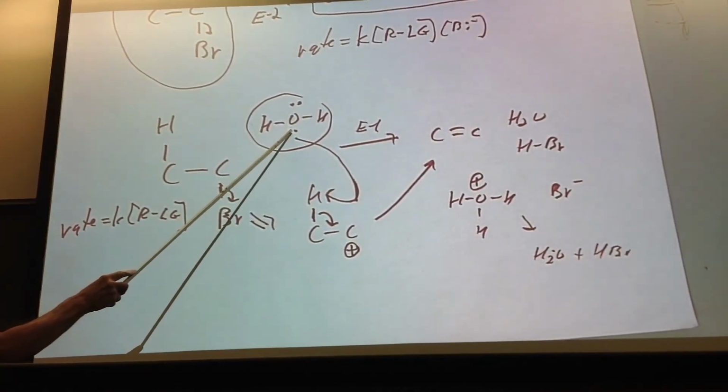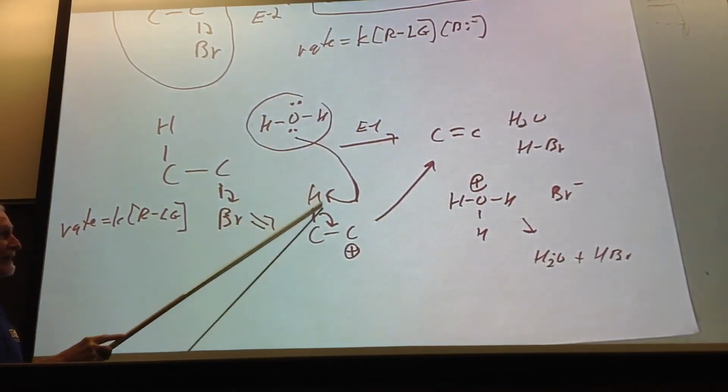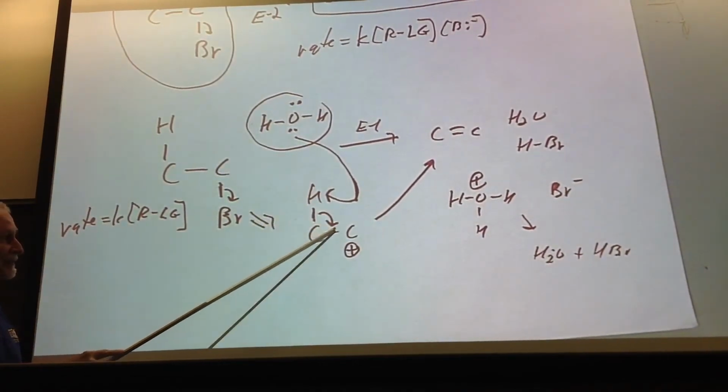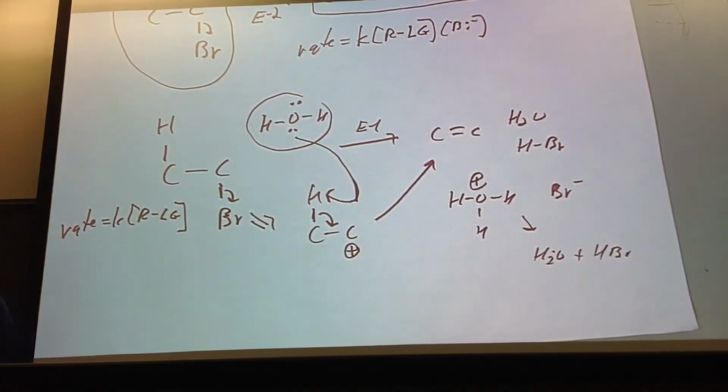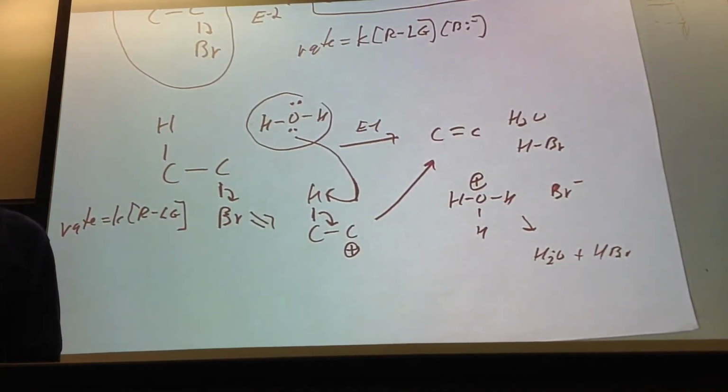Second step, this weak base now can come in and pull off this hydrogen, and this electron swings in to make the product. So I'm looking for two steps, with one arrow in the first step and two arrows in the second step. It's not as messy as the SN1 mechanism.